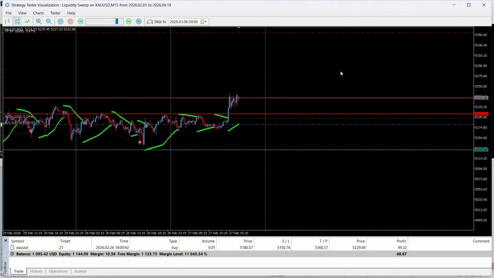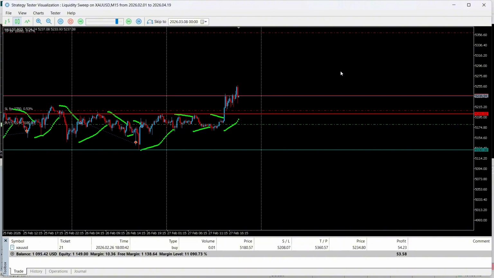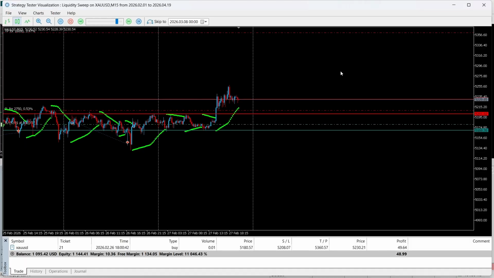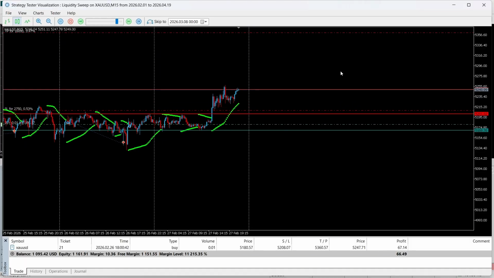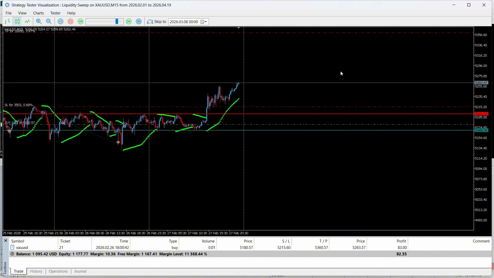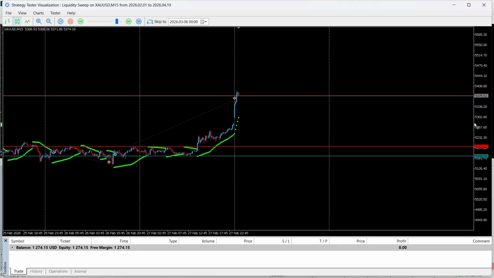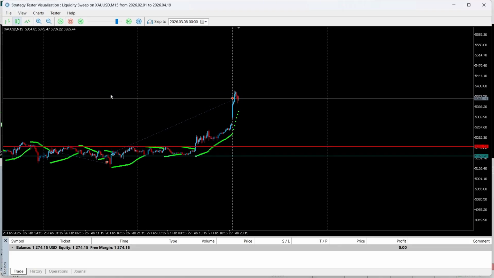So with your EAs, you don't really need a break-even feature. All you need is a trailing stop, so that once price reaches a certain level in profit, it already moves the stop above your price entry. So bang, you can see that one there hit the take profit because the market gapped. And you can see we've gone from 1,000 to 1,100, sorry, to 1,274.